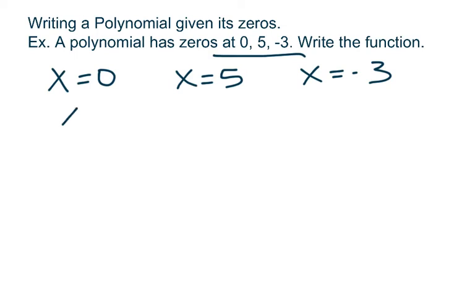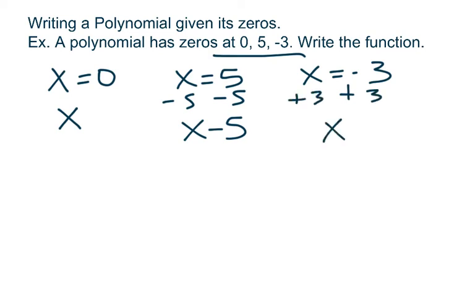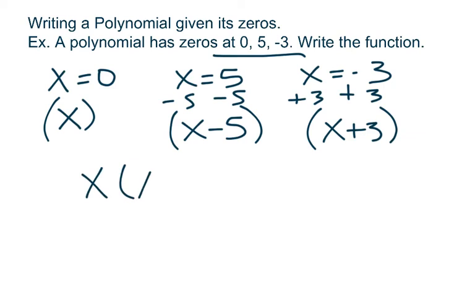So this would have been just an x. This would have been x minus 5. And this would have been an x plus 3. It's entirely backwards from what we've been doing. So now we're going to take this and multiply.